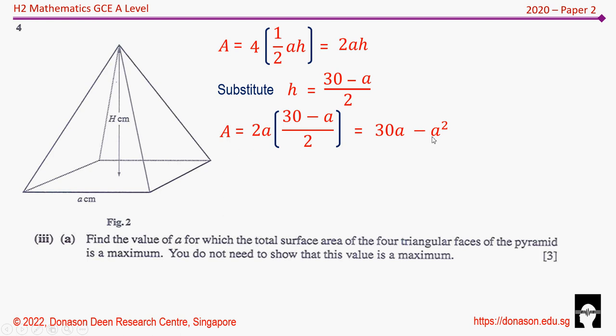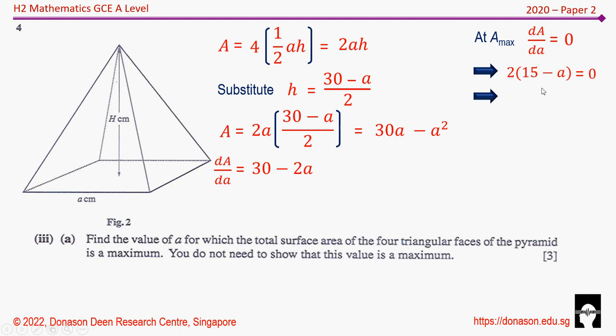Now, but that's not what we want. We don't want area in terms of A, but what we want is to find the value of A for which this area is a maximum. In order to find the maximum, we need to differentiate the area with respect to A. So dA/da is equal to, of course, 30A differentiates to 30, and A squared differentiates to minus 2A. And at the maximum value of the area, dA/da should be equal to 0. So at A max, dA/da must be equal to 0. So 30 minus 2A must be equal to 0. You can factorize and pull out a 2, or simply do 30 divided by 2, and that should give you A is equal to 15.